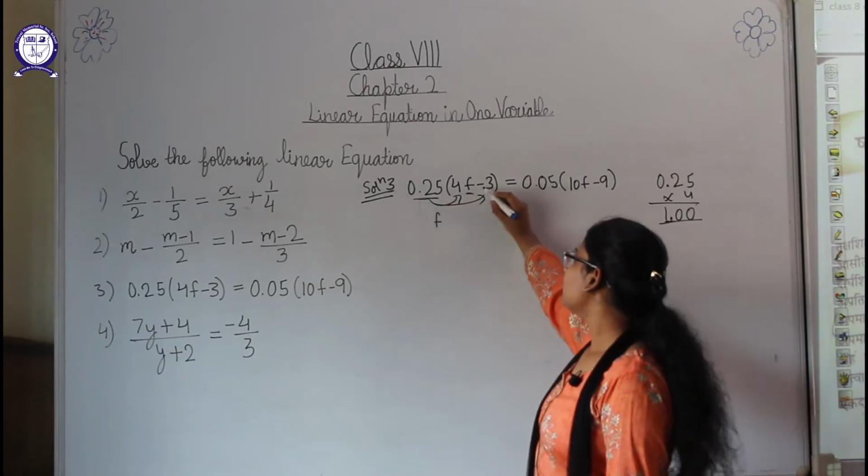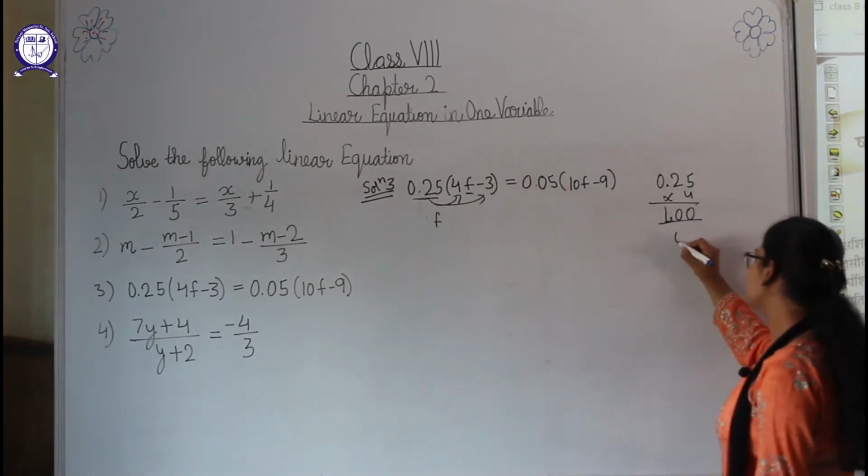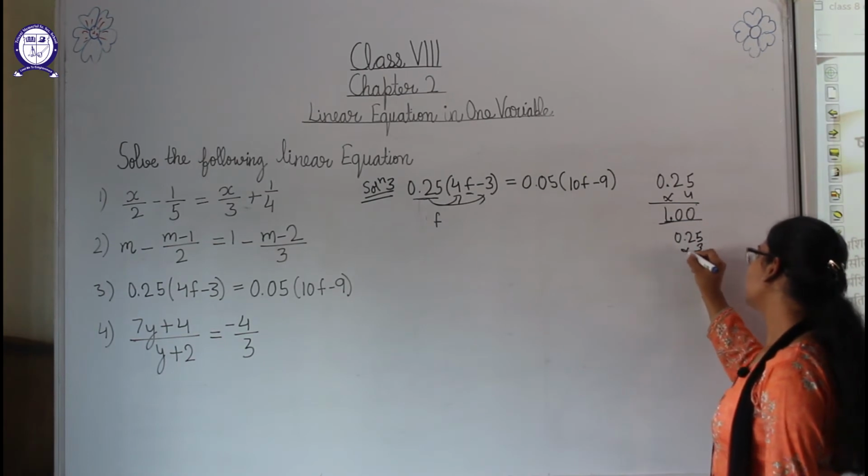Now 0.25 into minus 3 will be, students, you will do like this, 0.25 into 3, what will be the answer?